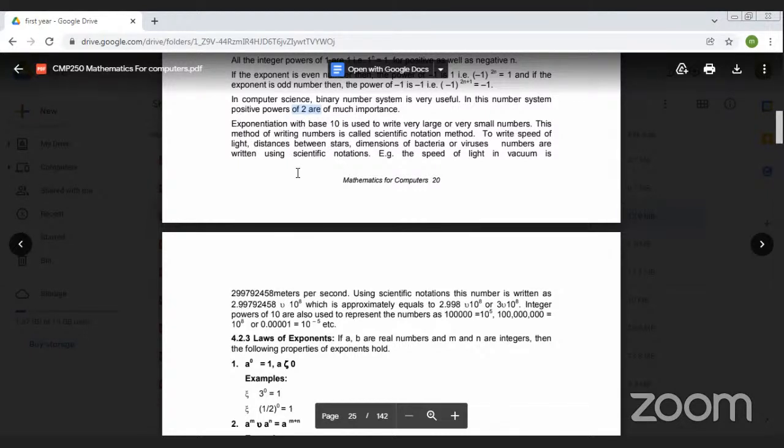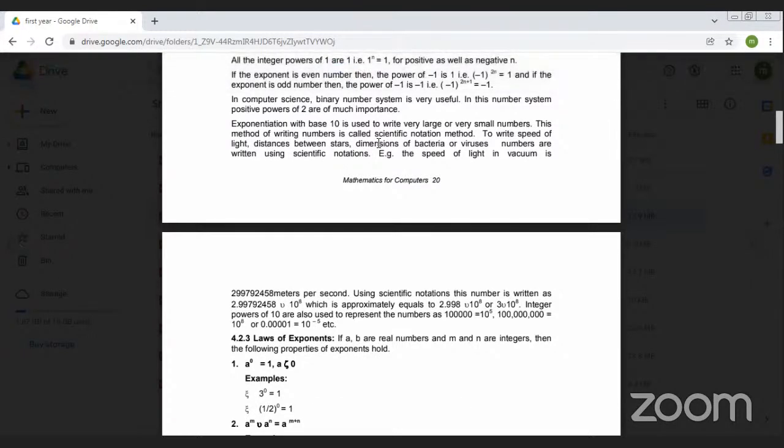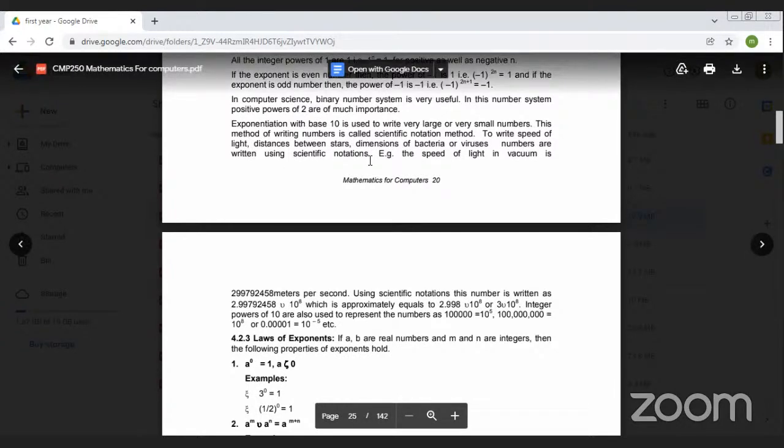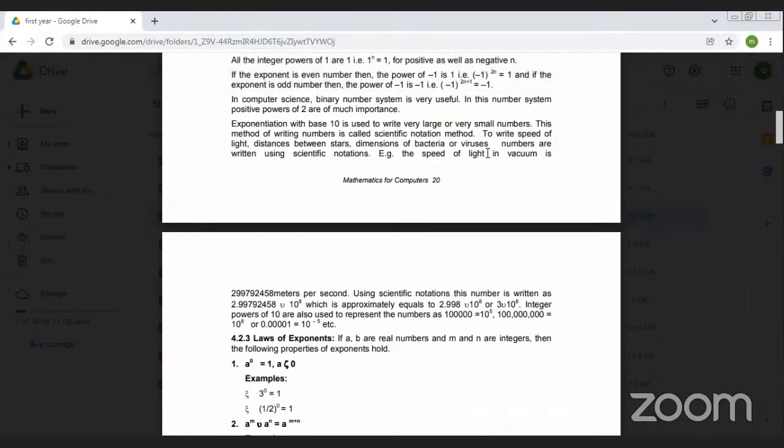Now, this is the application for exponentials. What is the application they are saying? The first one is to write the speed of light, distance between stars, dimensions of bacteria or viruses. Numbers are written using scientific notation. Now we know the speed of light is faster than the speed of what?